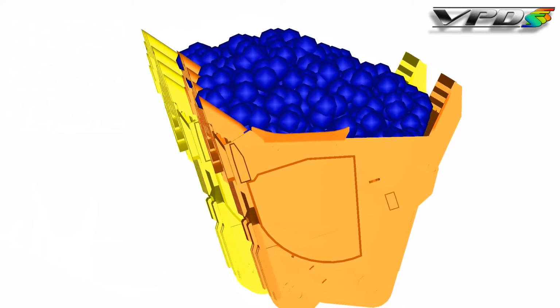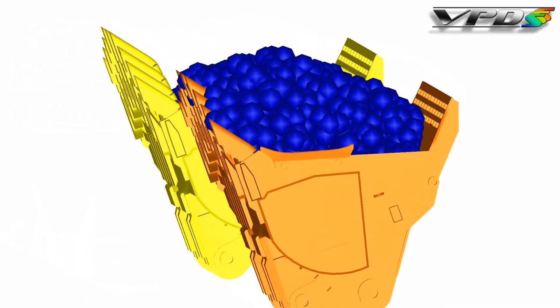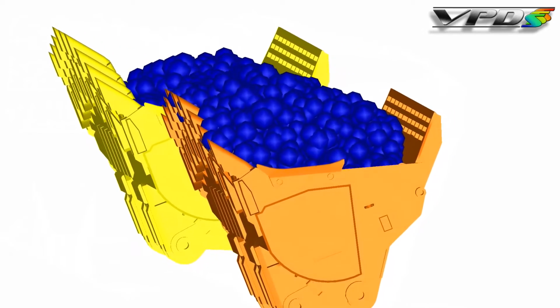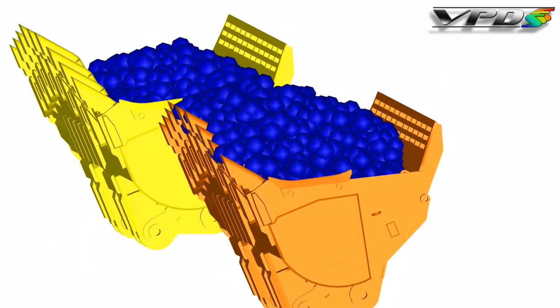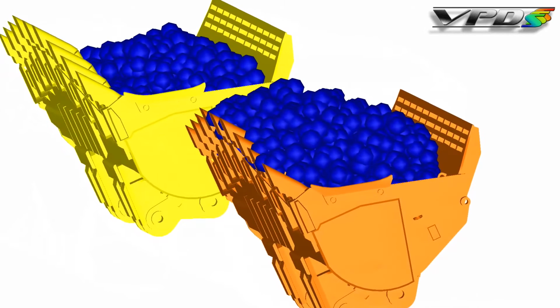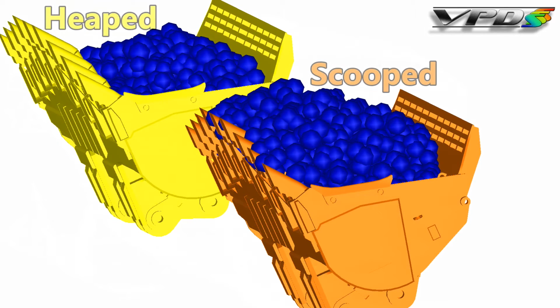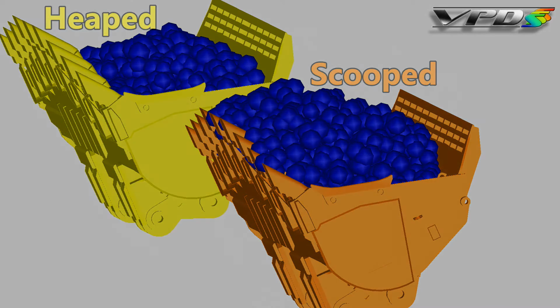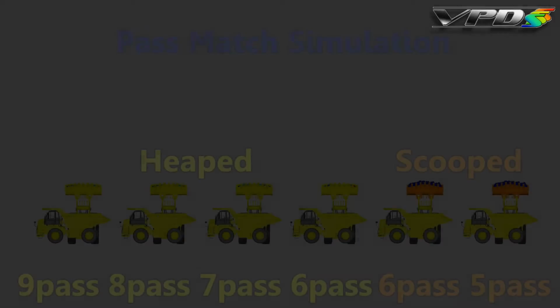And we can see in comparison here that the orange bucket has more material than the heaped bucket, and this is due to the fact that there's teeth on the bucket, the size of the material that's retained in the bucket, as well as the kinematics of the digging motion.